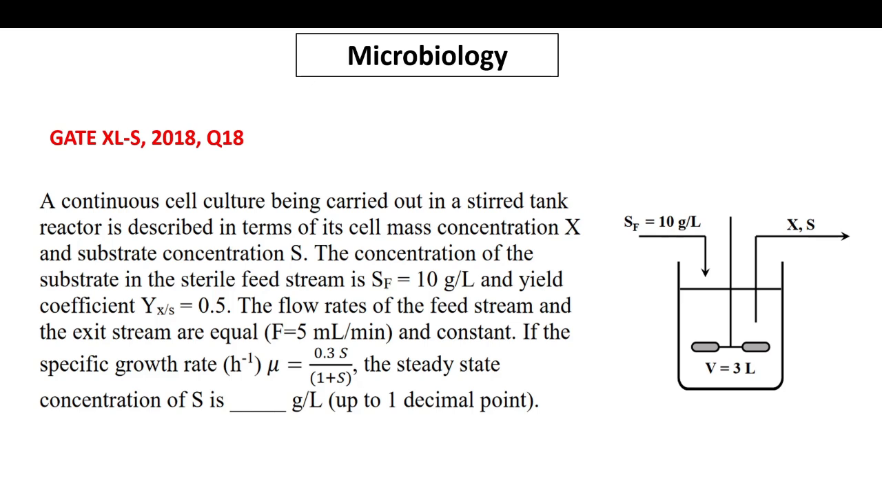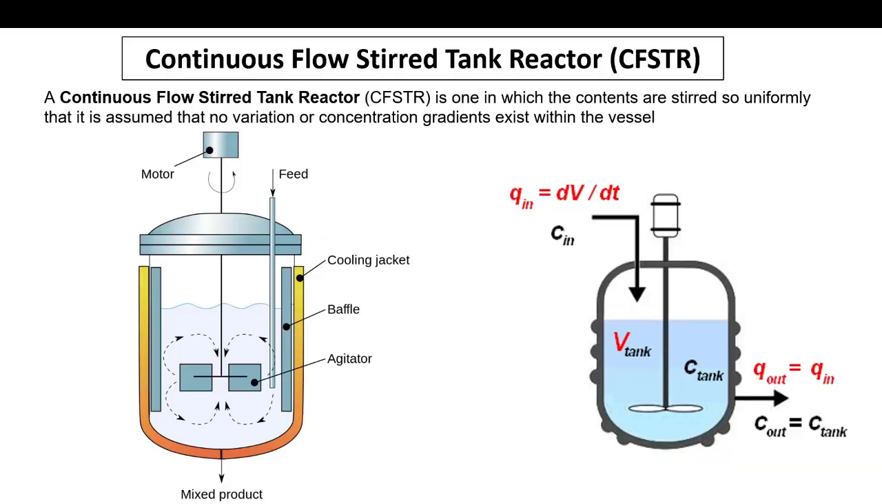So this question, if you carefully read, for solving this question you need to have certain idea about the continuous cell culture conditions in a stirred tank. So now let us look into what it is. It is known as the continuous flow stirred tank reactor, in short form CFSTR. In microbiology, this kind of reactor can also be called a chemostat tank reactor. So what is this continuous flow stirred tank reactor?